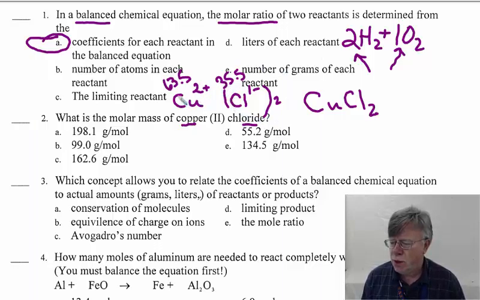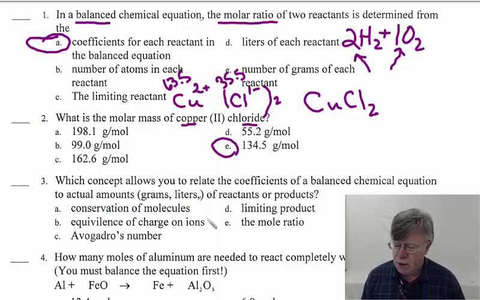So 71 plus 63.5, what does that come out to? Checking my calculator, 63.5 plus 71 is 134.5. Okay, it appears that the answer is E here. All right, 134.5.